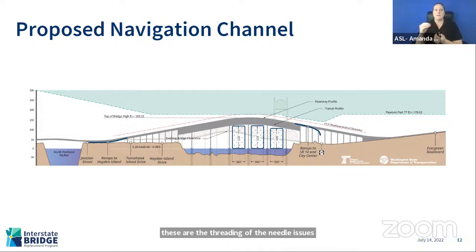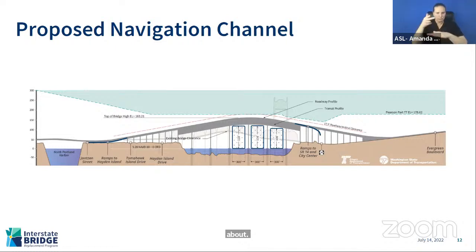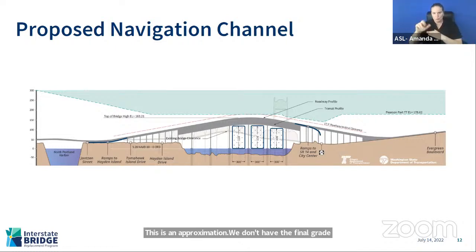And this is an approximation. We don't have the final grades yet, but right now, from what our designers tell us, we would be touching down somewhere near Evergreen as we go back down to grade of the existing freeway.